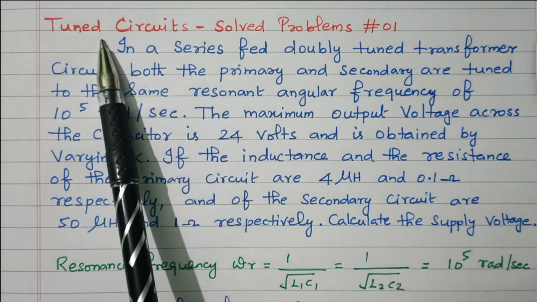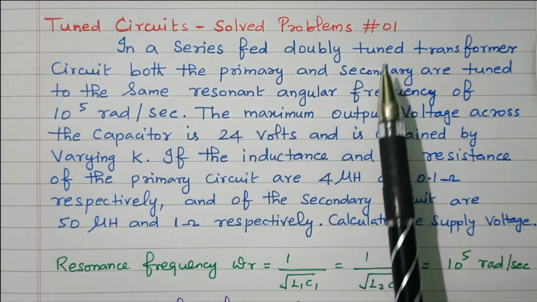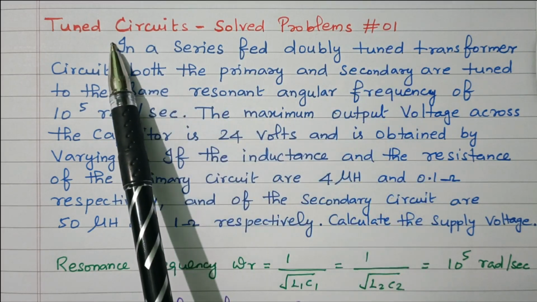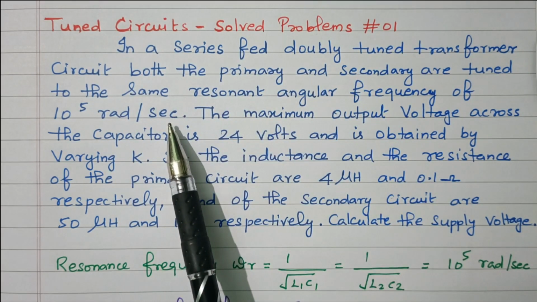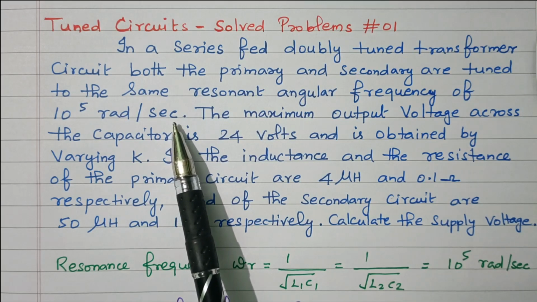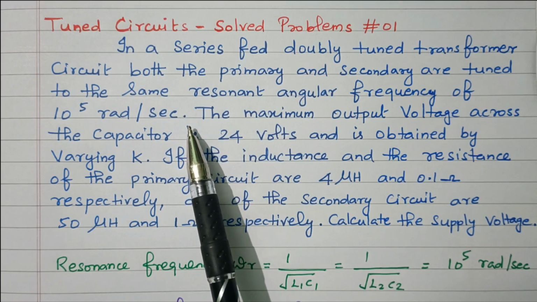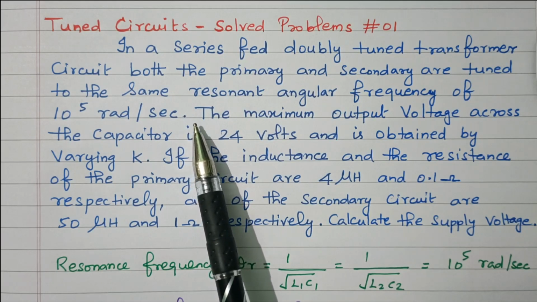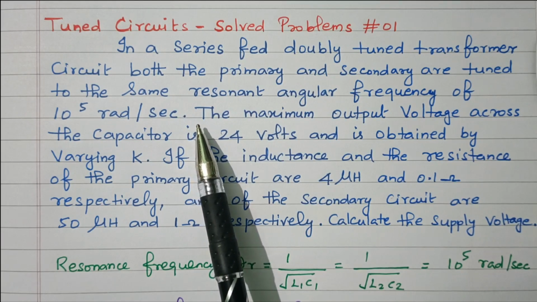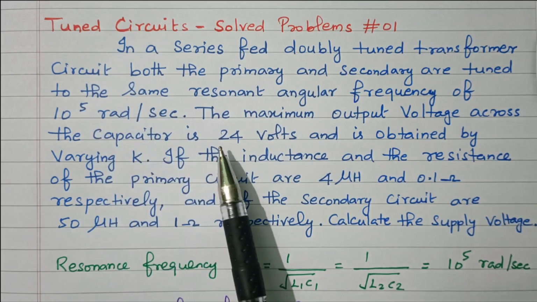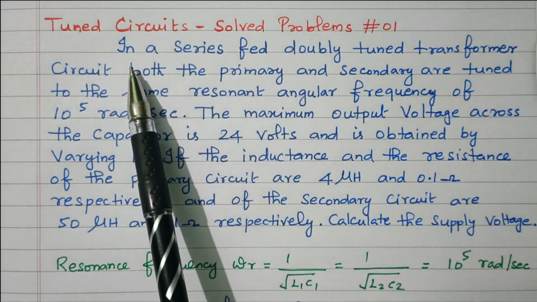Now we will go to the topic tuned circuit solved problem 1. We know that a tuned circuit is made by connecting a capacitor in both the primary and secondary coil. If it is connected only in the secondary coil, it is called single tuned. Connected in both primary and secondary means double tuned. That is, the inductive reactance is equal to the capacitive reactance, so both cancel, and the circuit behaves like a resistance. That is called a tuned circuit. Now we'll see the statement of the problem.